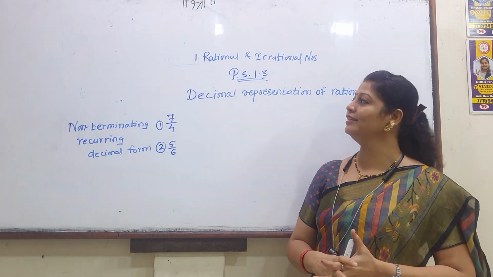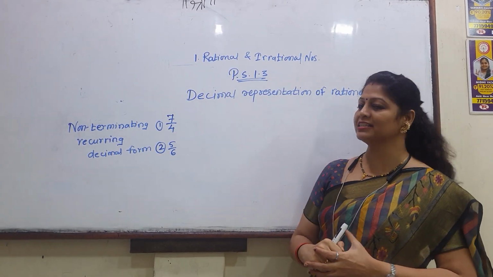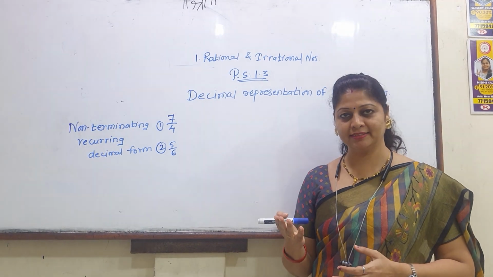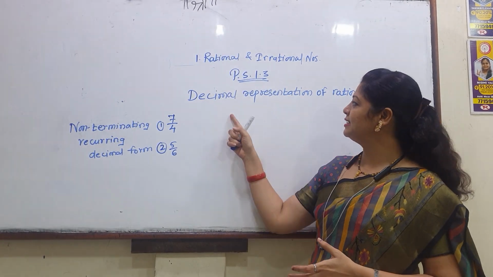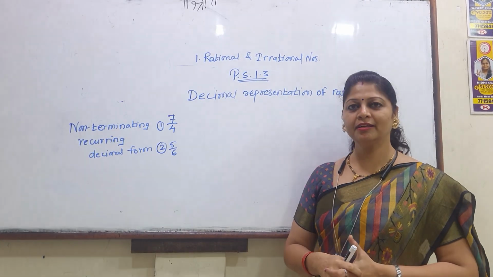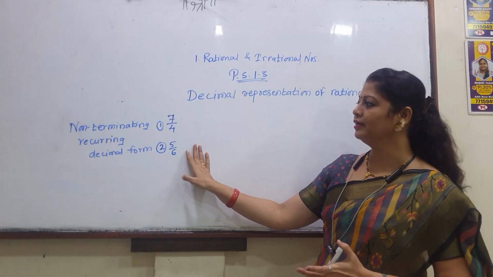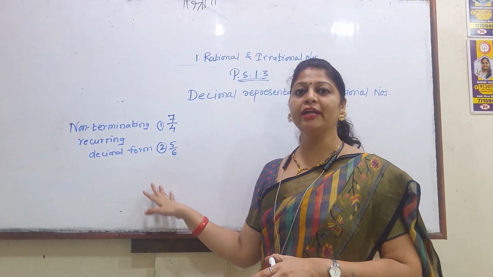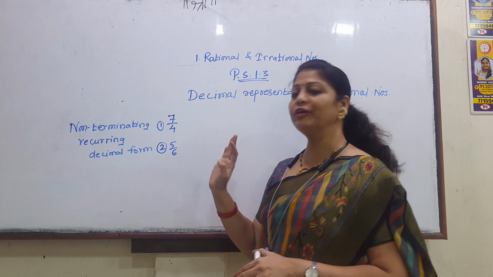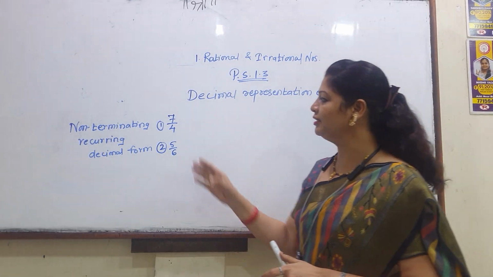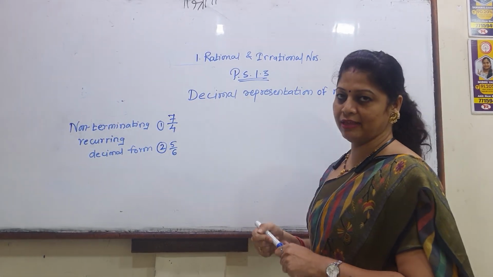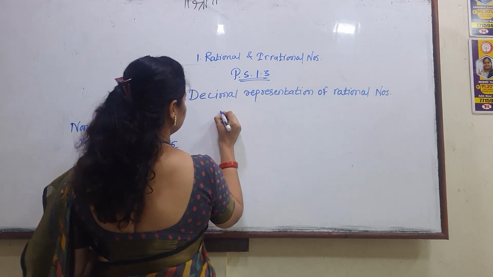That is problem set 1.3, and the lesson is rational numbers and irrational numbers from standard 8th, and the topic is decimal representation of rational numbers. In that topic, terminating and recurring decimal form and non-terminating recurring decimal form are there. Children, everyone pay attention. Now we have to divide 4 by 7. Pay attention here.